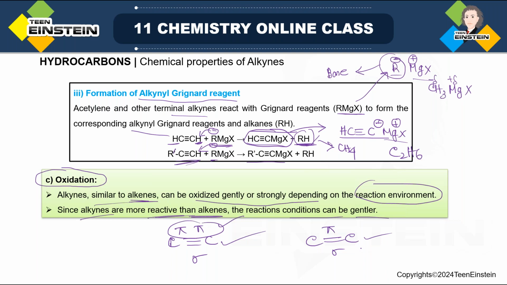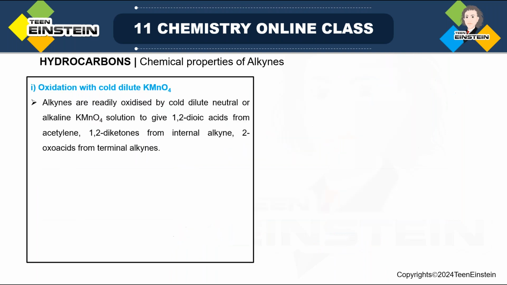Okay. So under oxidation, the first reaction we are going to see is oxidation with KMnO4. But look at this condition. This is very important. How you are using the KMnO4, that matters. So we are using it here cold and dilute. Alkynes are readily oxidized by cold dilute, neutral solution, or alkaline. Now this alkaline is also not very strongly alkaline. It is slightly alkaline.